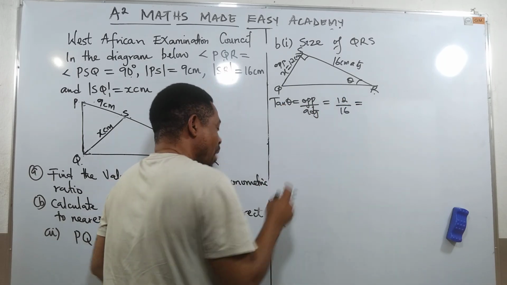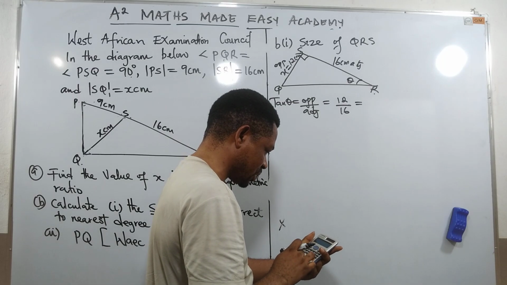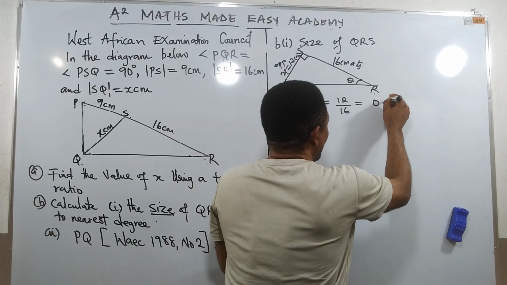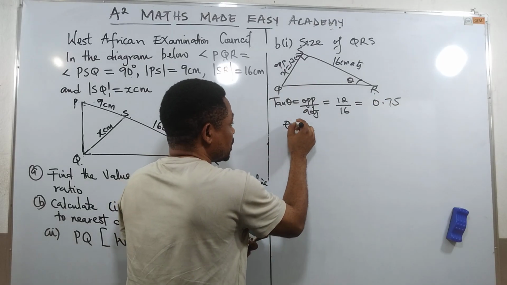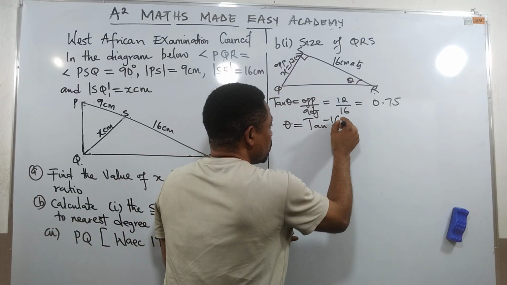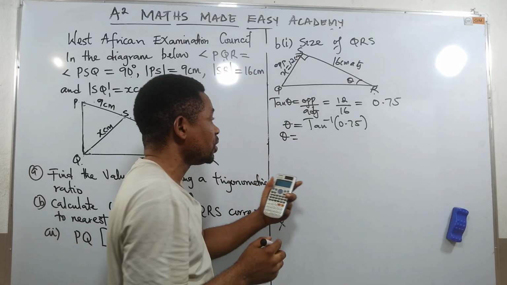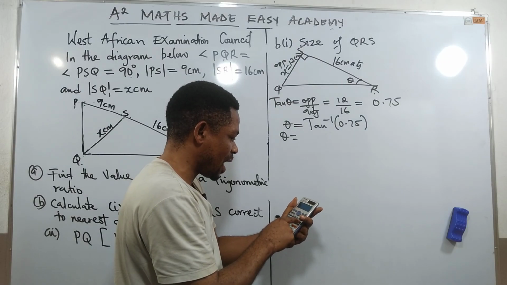But meanwhile, permit me to divide. So we have 12 divided by 16. What is the answer? The answer is 0.75. Make theta the subject of the formula. So theta now becomes tan inverse of the right, which is 0.75. Can we now get ready to solve for the tan inverse? We press shift and tan. Are you with me?